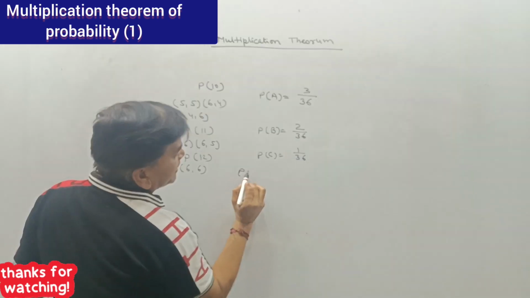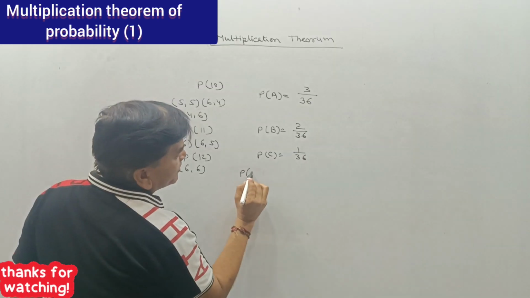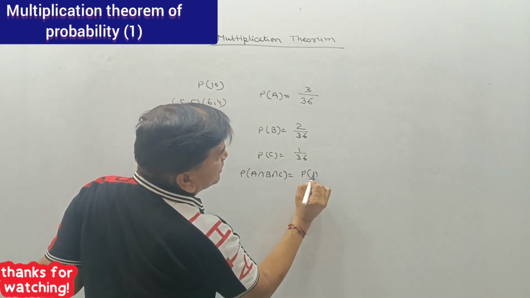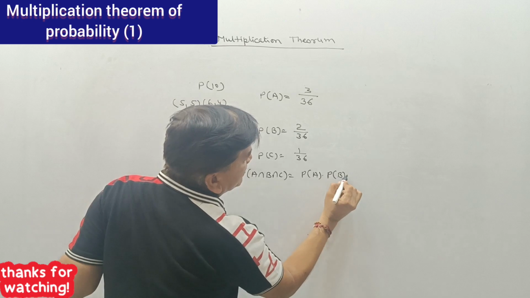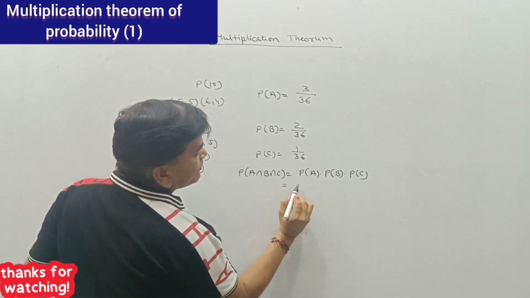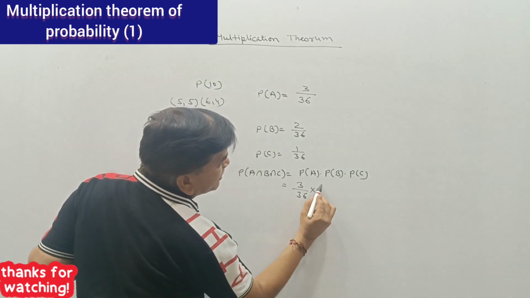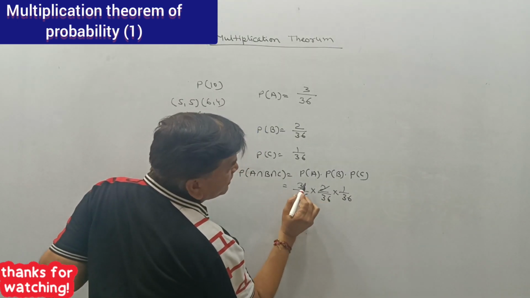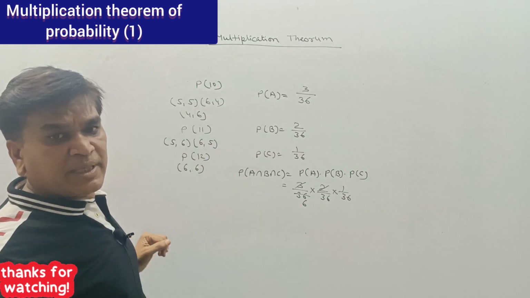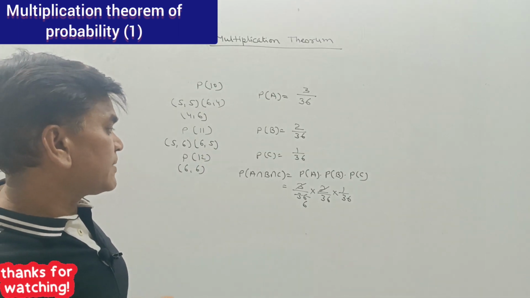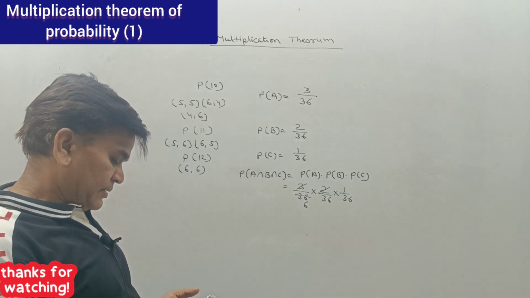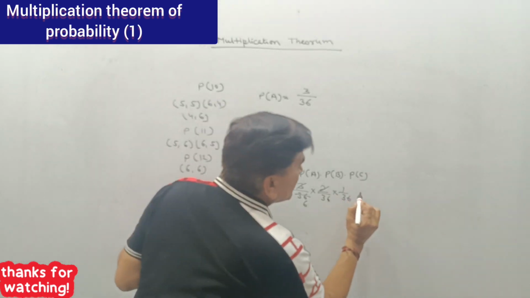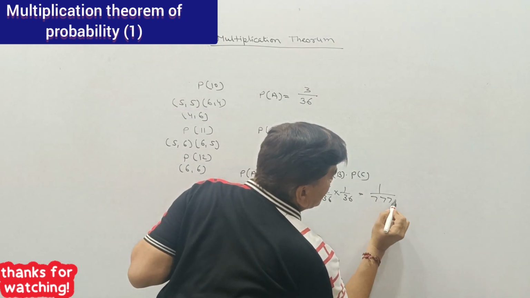So the probability of getting A intersection B intersection C is probability of A multiplied by probability of B multiplied by probability of C. So that will be 3 upon 36 multiplied by 2 upon 36 multiplied by 1 upon 36. So we have 6 6s are 36, and the result will be 1 divided by 7 7 7 and 6.